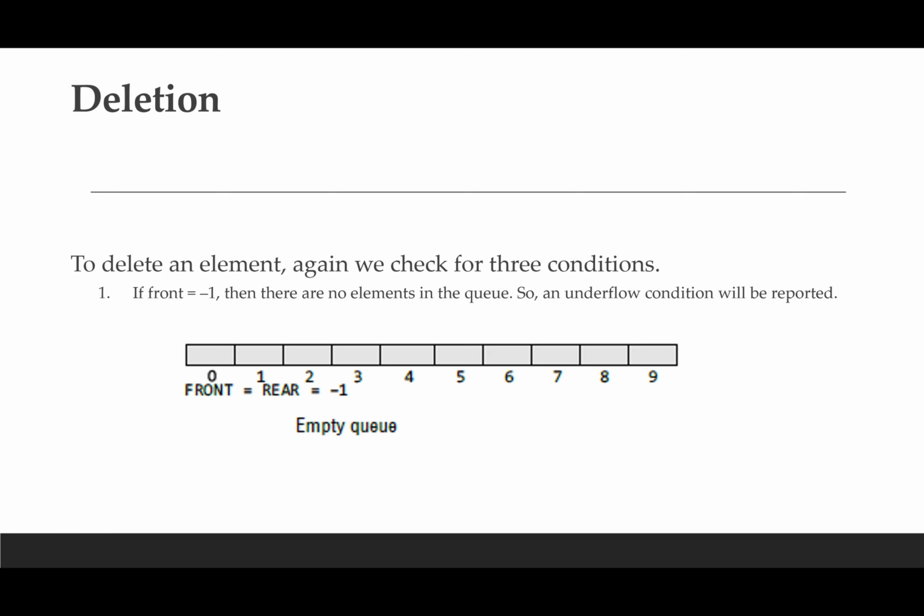The next operation in a circular queue is delete. So before doing the deletion, like insertion, here also we need to check three conditions. The first condition, we need to check front is equal to -1. Front equal to -1 means the particular queue is empty. So it is the underflow condition. The queue is empty, there is nothing to delete, so there is no element in the queue. An underflow condition will be reported here. So the first condition we are checking is front equal to -1.